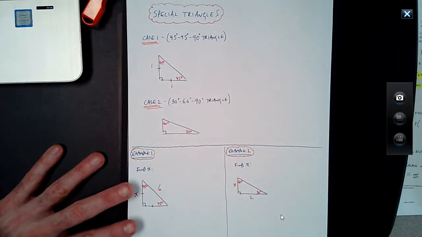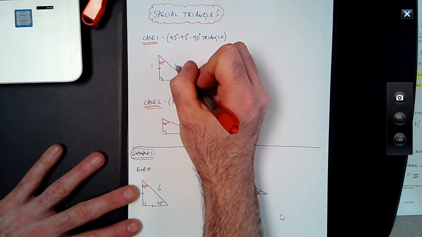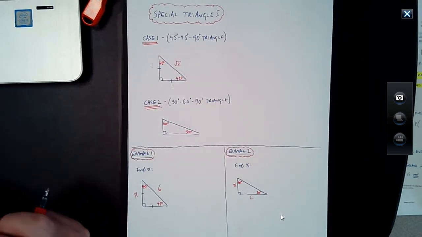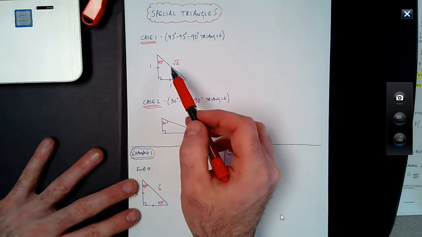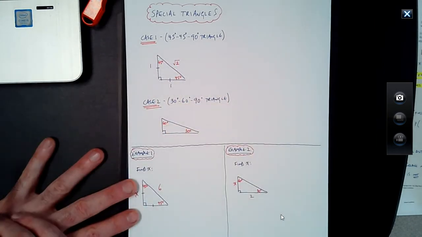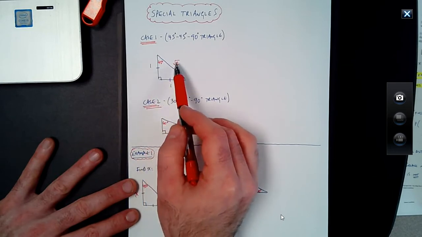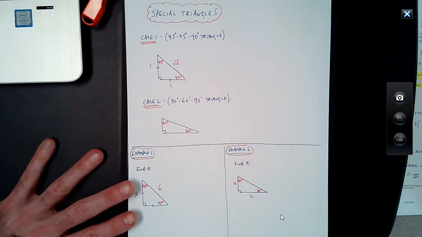Now, if I was to use Pythagoras, I would be able to calculate that this side would be the square root of 2. So all I want you to take from this is that if you have a 45-45-90 triangle, the ratio of the sides is 1 to 1 to the square root of 2.